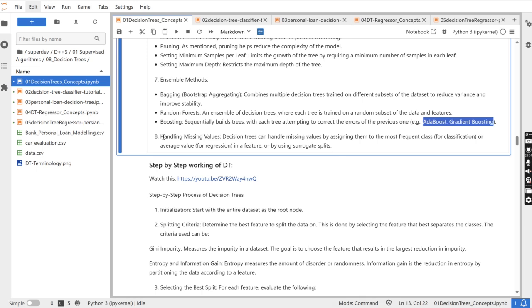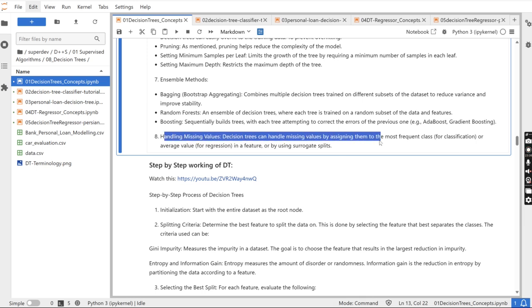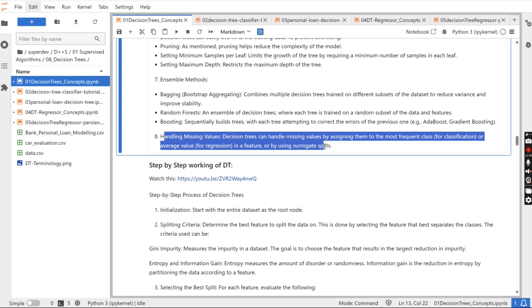We'll learn. Next is handling missing values. Decision trees by nature can handle the missing values, but if you want to handle the missing values by yourself to get better results, that is also a possibility. You can do that.